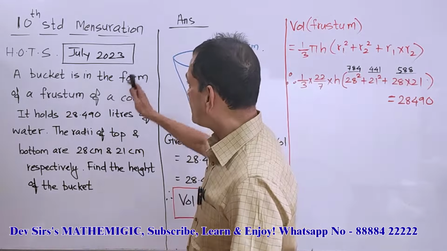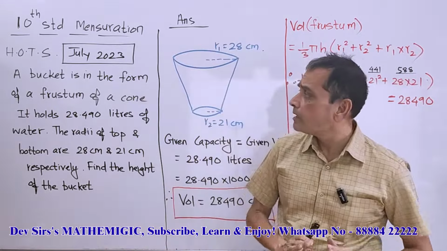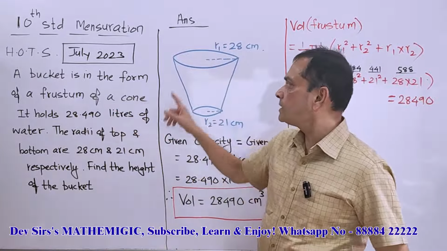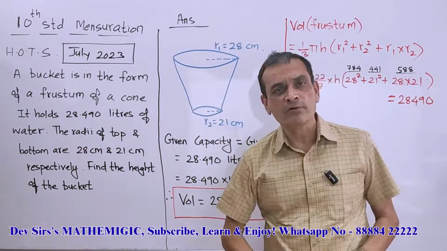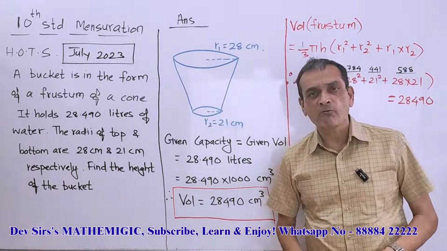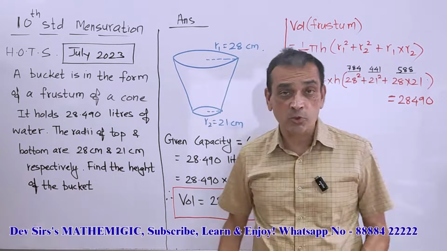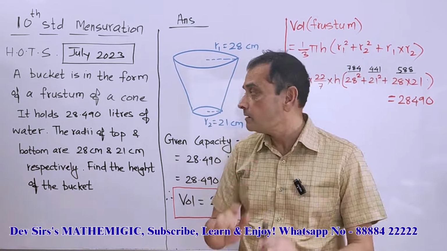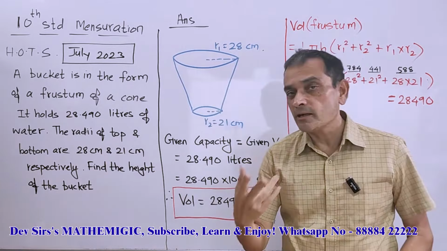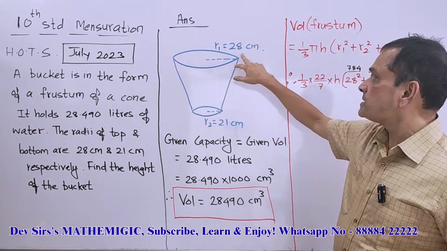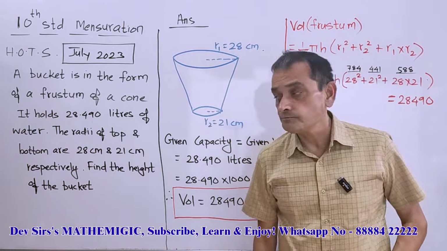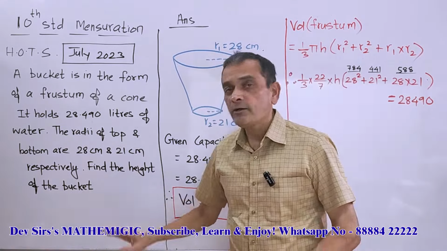July 2023 का problem है दोस्तों. Let's see. A bucket is in the form of a frustum of a cone like this. You already know the meaning of frustum. It holds 28.490 liters of water. इसके अंदर इतनी capacity है, storage 28.490. The radii of top and bottom. Frustum के लिए there are two radii. Top radius R1 is 28, bottom radius R2 is 21. Find the height of the bucket.